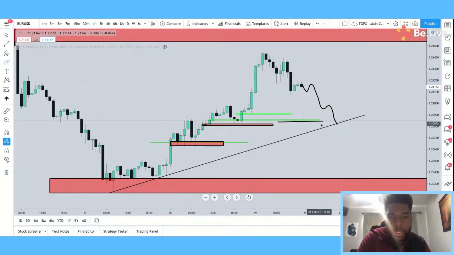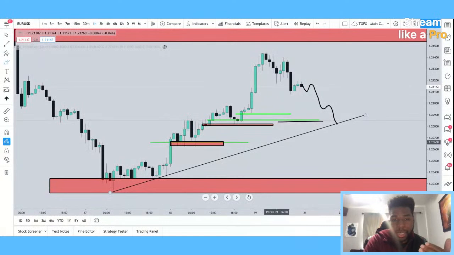Now, another technique with trend lines: whatever time frame you drew the trend line on, that's the same time frame that has to break that trend line with the actual candle and a retest, and then a continuation pattern.